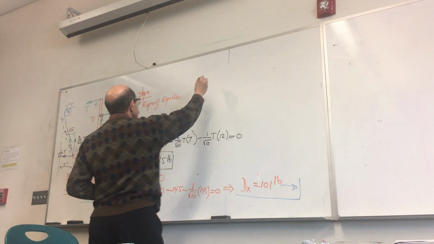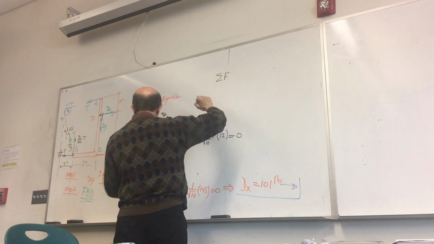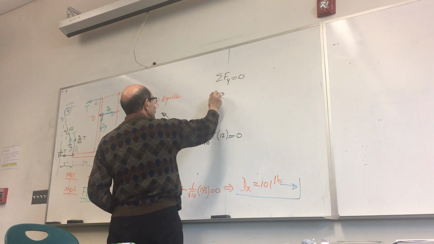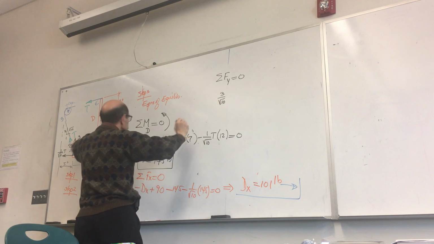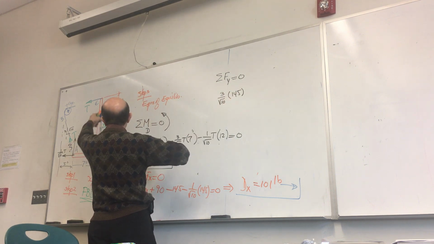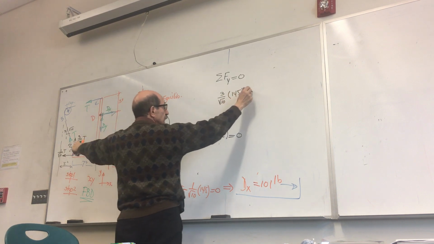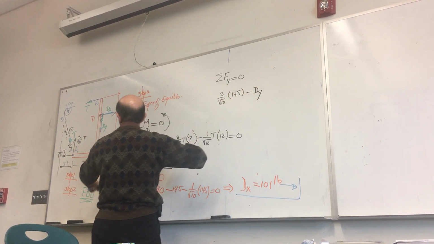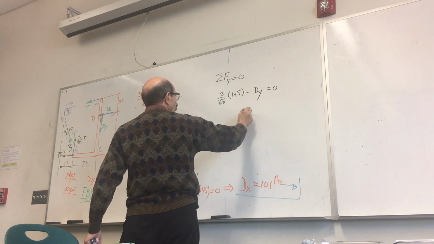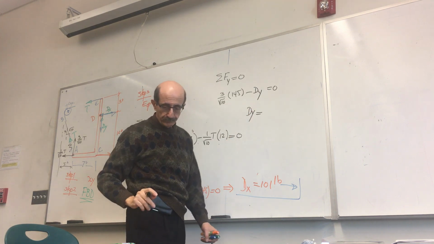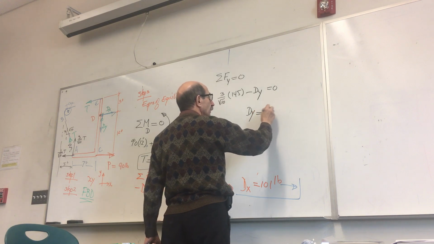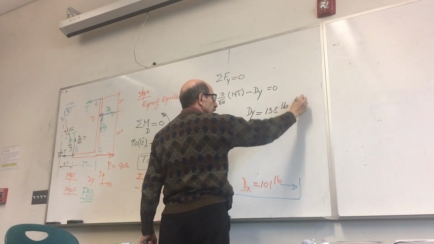Okay. And then summation of forces along y being 0, you have 3 square root 10 this force times 145. I changed that, you remember? I changed this to negative now, dy, and that's all I have, is equal to 0, and dy results as 138 pounds downward.